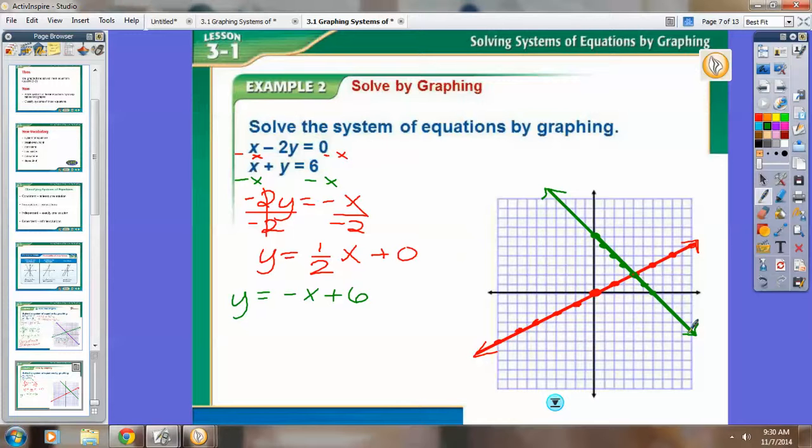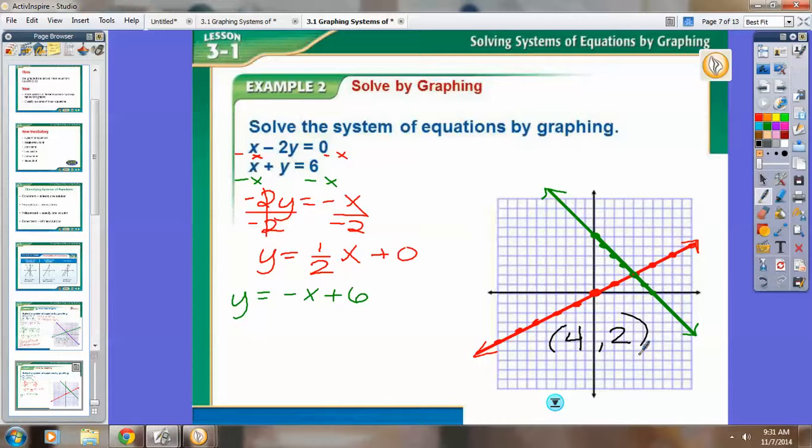So we've graphed. What do we need to make sure we do? Find a point. Your graph is part of your answer, but I do need you to state the actual point that they intersect. And these two lines intersect where? 4, 2. 4, comma 2. Remember, it's a point. It's written as an ordered pair.